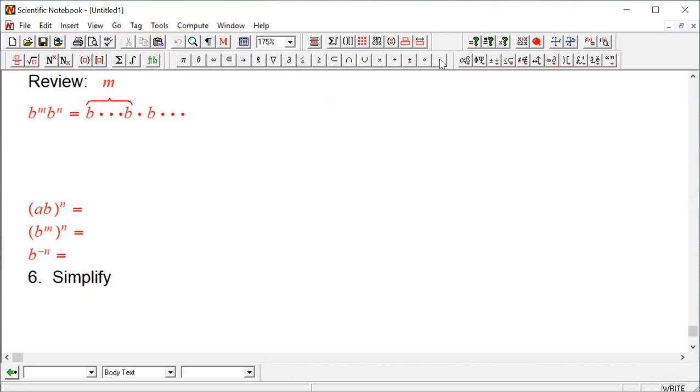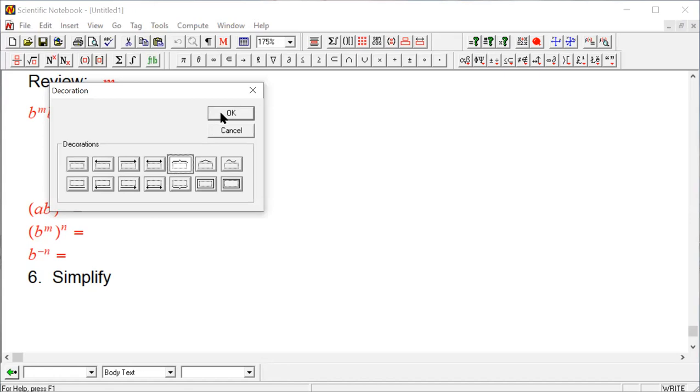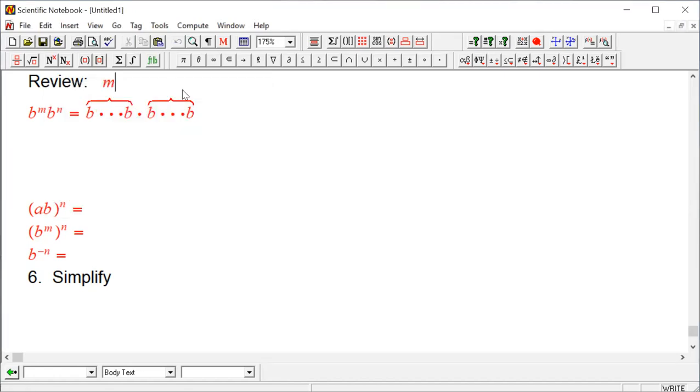So b times b times b, this will be how many times? n times. So we will have b times b, m times, and then b times b, n times. So total, according to the definition of power, it's going to be b to the power of m plus n.